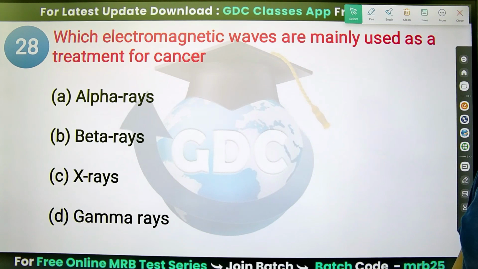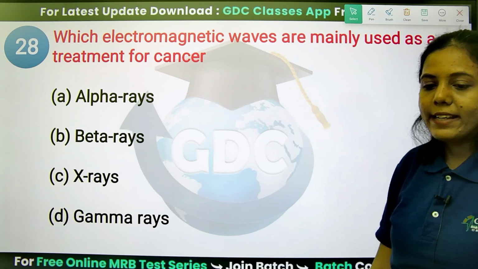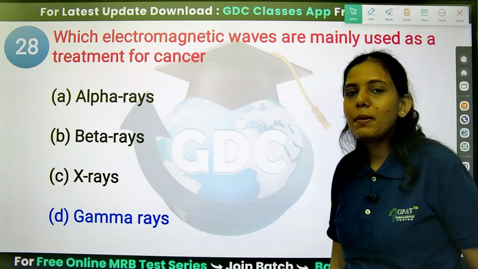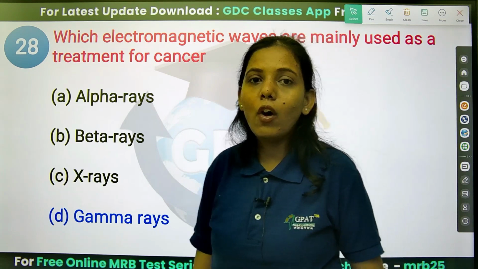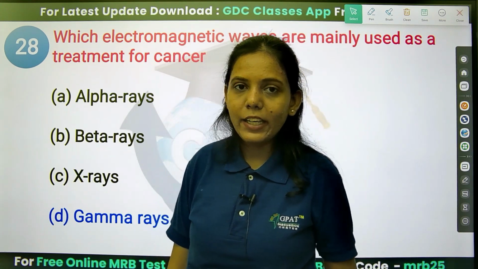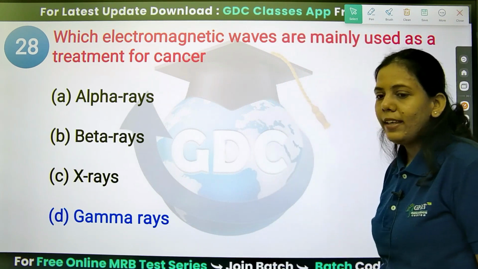Next is, which electromagnetic waves are mainly used in the treatment of cancer? Alpha, beta, X-rays, or the gamma. We have seen this also. The gamma rays basically we are using in the treatment of cancer. You can remember it as low ionizing radiation. So generally we are using gamma rays.